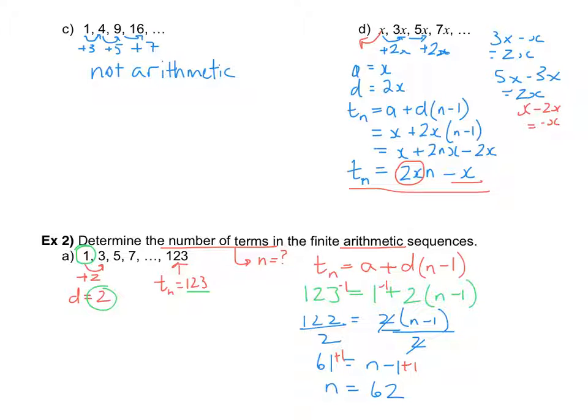All right, so therefore there are 62 terms in the sequence. Okay, so hopefully that makes sense for you. Sorry, that's really terribly messy, but hopefully you heard what I said. There are 62 terms in the sequence. All right, let's move on to our next example here.